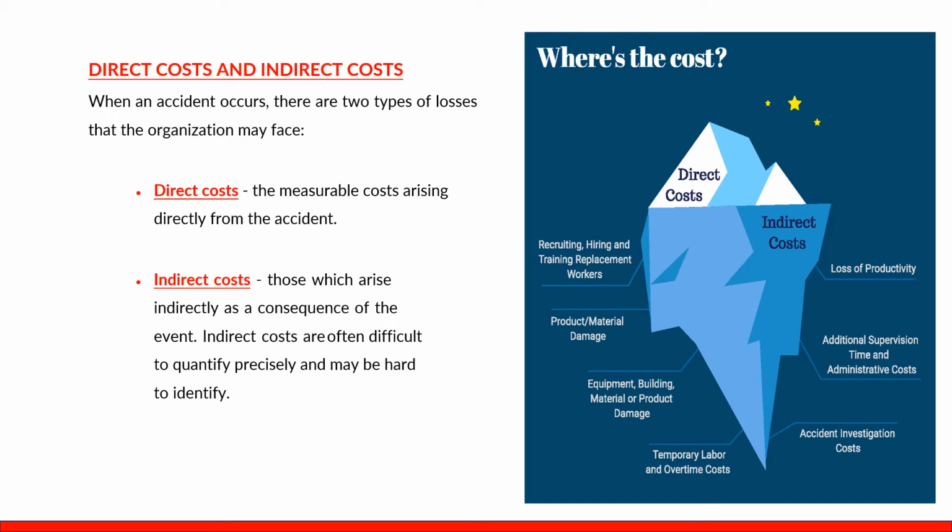So, direct cost and indirect cost. When an accident occurs, there are two types of losses that the organization may face. Number one is direct cost. What is the direct cost? The direct cost is the measurable costs arising directly from the accident. And what is the indirect cost? Those which arise indirectly as a consequence of the event. Indirect costs are often difficult to quantify precisely and may be hard to identify.